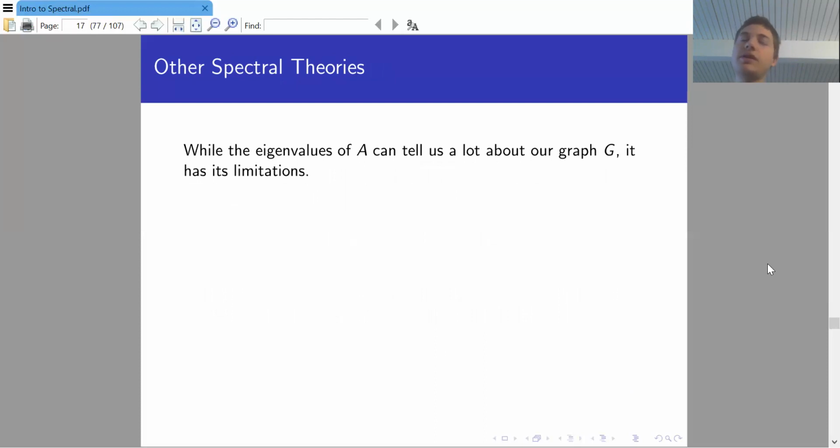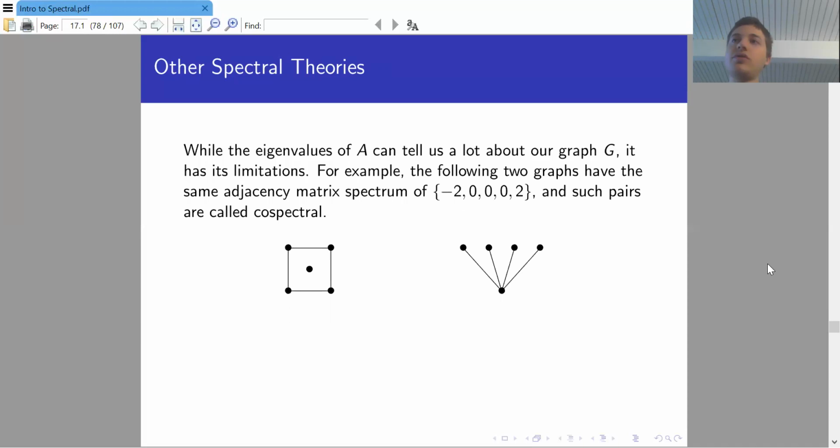So we saw near the beginning of the talk that you can do a lot with the adjacency matrix. You can tell if you're bipartite, how many edges you have, a couple other things, but it's not perfect. You can't do everything. And the simplest example of it not being able to do everything is the following.